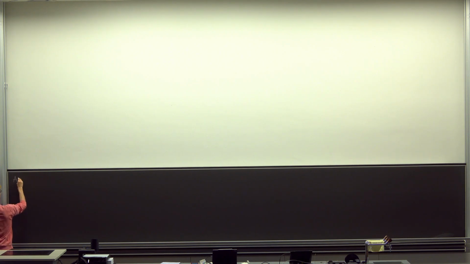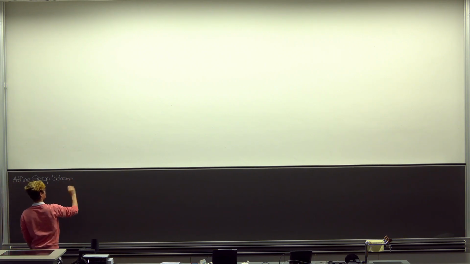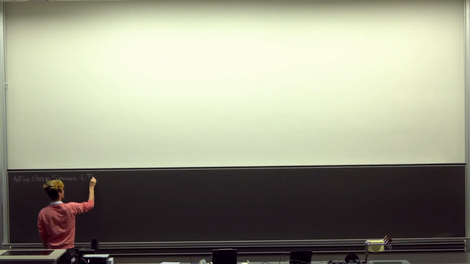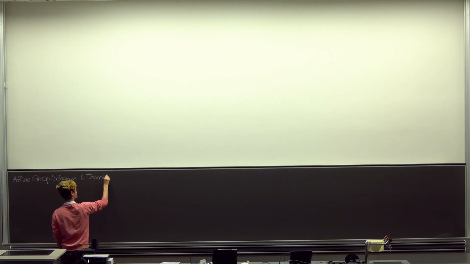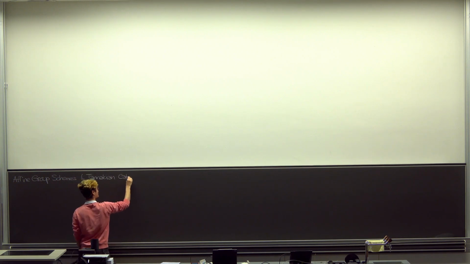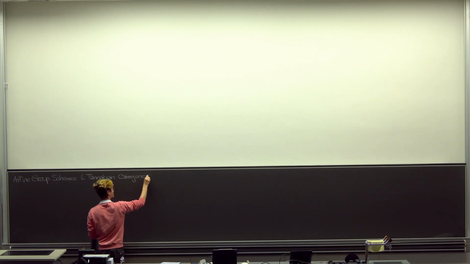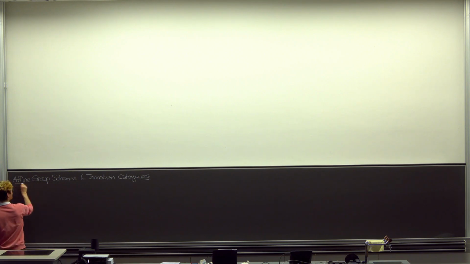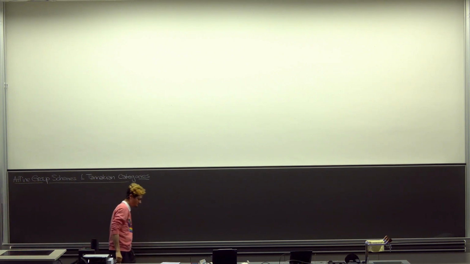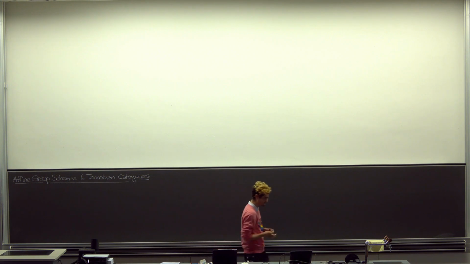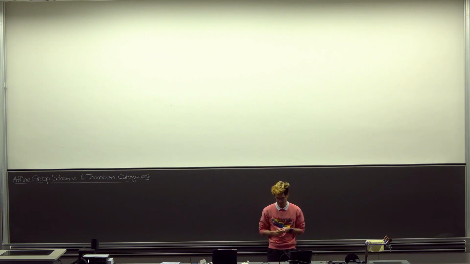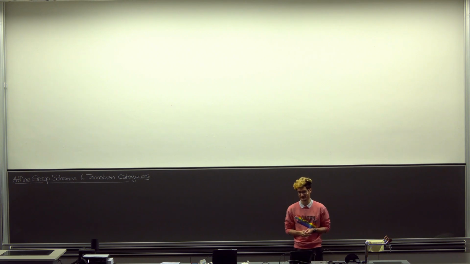It is a topic which is pretty central for modern algebraic geometry. Let me quickly write the title: Affine Group Schemes. And the idea basically is to give a more algebraic intuition to many groups that we have already seen.